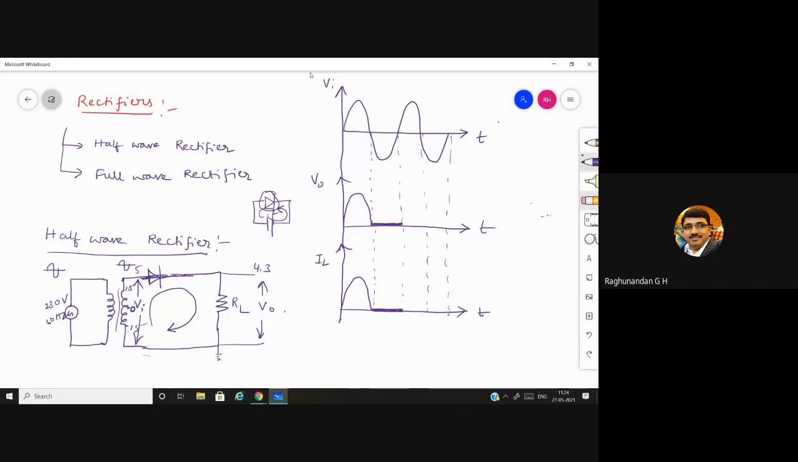It is going to form a closed loop. For current to flow, it needs a closed loop. So it is a closed loop, so current is going to flow. That's why we will be getting the output voltage, and the output current is also obtained. Now again we got a negative half cycle.